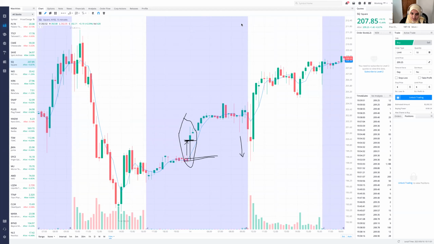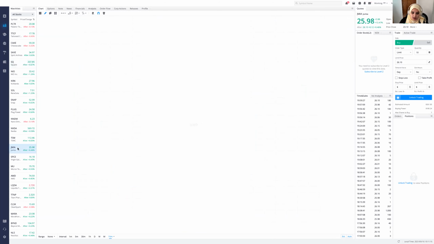Yes. So gapping up means don't buy yet. Sell if you have it, because it's going to come back down. And the opposite is true: if it gaps down, it's going to come back up. So I'm going to try to see if we have some.